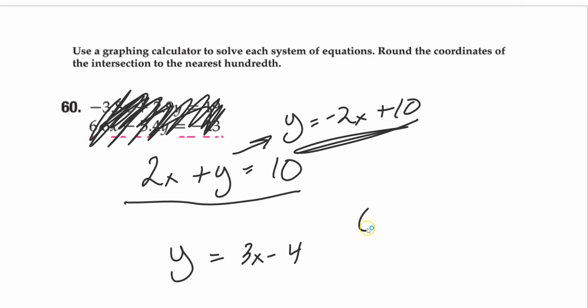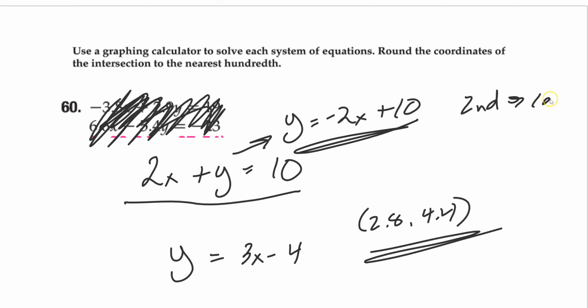And that's how you solve on the calculator. You put them in y equals form, you graph them, then you find the intersection by going to second, calc, and then intersect. And there you go.